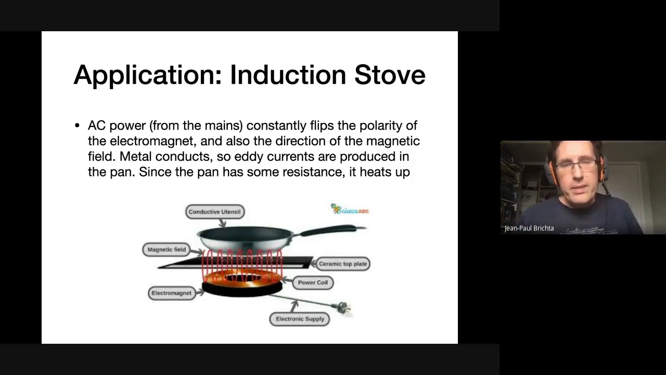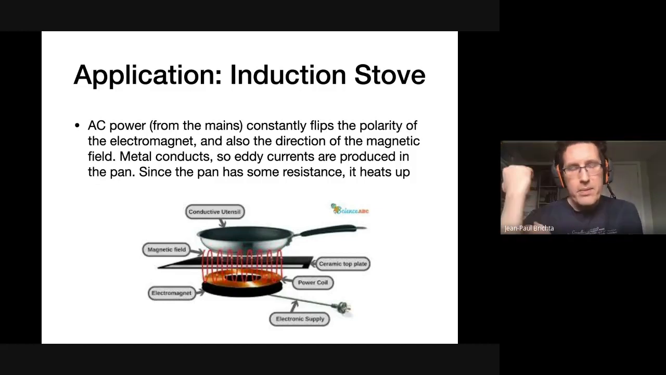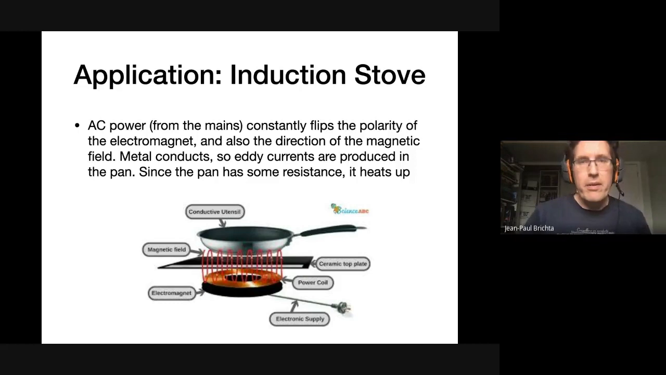And that electromagnet is connected up to the mains, which provide AC, alternating current, right? Which means that the current flips direction. It'll go one way, then the other, then back, and it does that at 60 hertz. Sorry, brain fart. Okay, so there you go.